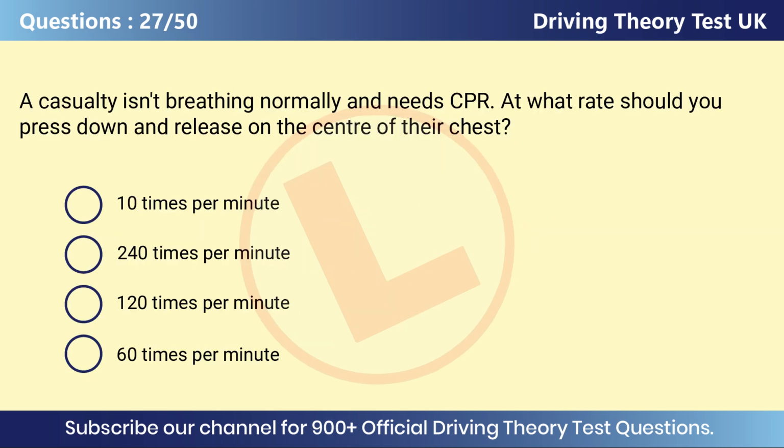Question 27. A casualty isn't breathing normally, and needs CPR. At what rate should you press down and release on the center of their chest? A. 10 times per minute. B. 240 times per minute. C. 120 times per minute. D. 60 times per minute.